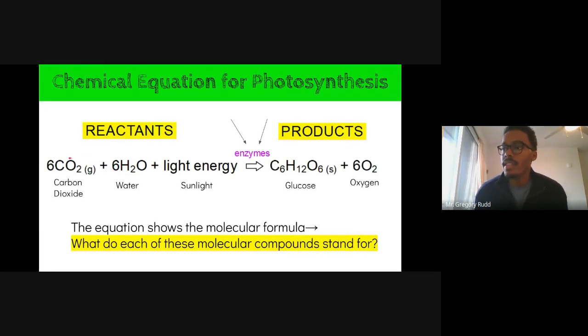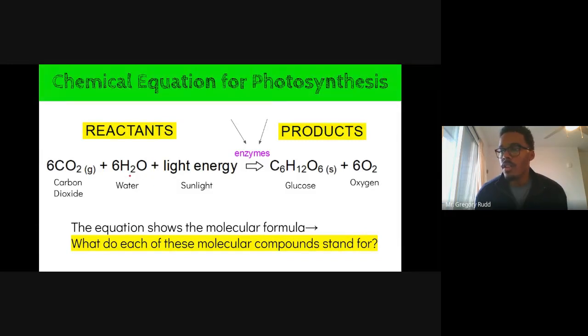So we've got these numbers in front of the molecular formulas here. There's a 6 in front of CO2, a 6 in front of H2O, and a 6 in front of O2. Why do you all think those numbers are there? Does anybody have any thoughts about that? These numbers. Why are those numbers there? Okay, yeah, thank you, Abigail. It's telling us that there are 6 of them, so 6 carbon dioxide molecules, 6 molecules of water.